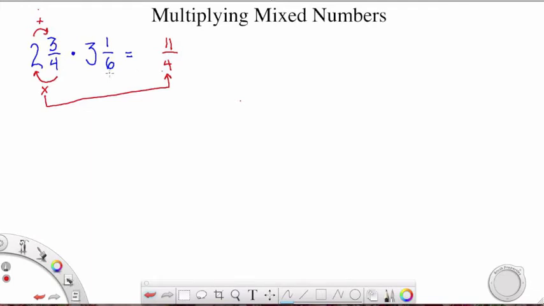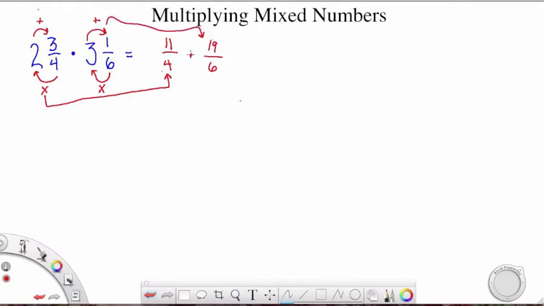We do the same thing with our next mixed number. The denominator, 6 times 3, will give us 18, plus 1 will give us 19. So we have 19 over here. And once again, the denominator stays the same. So this mixed number goes right there.